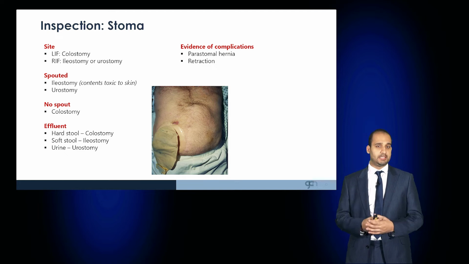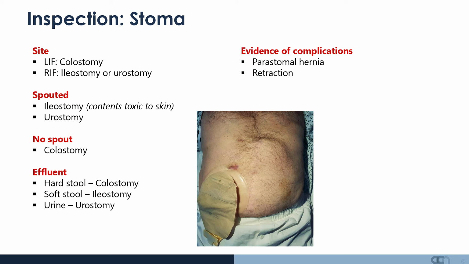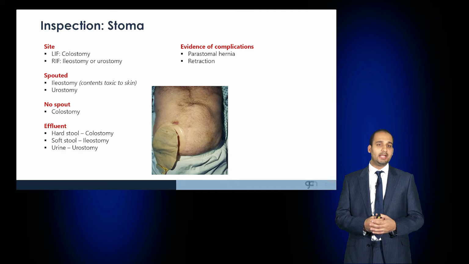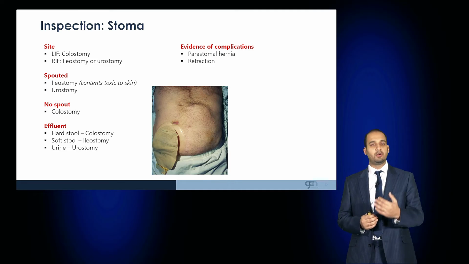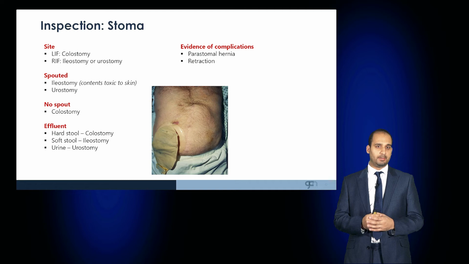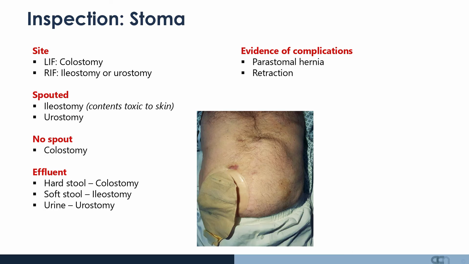Now, if you do see a stoma, observe its site. Commonly, a stoma in the left iliac fossa is usually a colostomy, and in the right iliac fossa is an ileostomy or a urostomy. Note whether the stoma is spouted or flush. A spouted stoma is usually an ileostomy or a urostomy, and the way to discern these is to essentially look at the contents. If the content is urine, then a spouted stoma is a urostomy, and if the content is liquid fecal matter, then that would suggest that the stoma is used as an ileostomy.